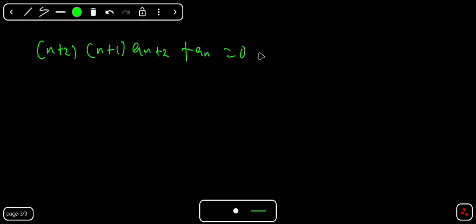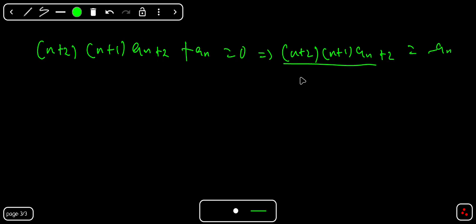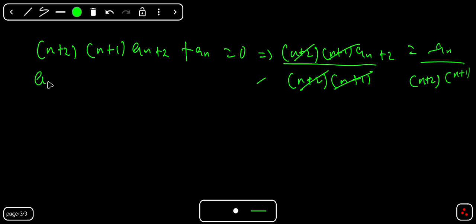All right, so let's solve for a n plus 2. So we're going to have n plus 2 multiplied by n plus 1 multiplied by a n plus 2 is equal to minus a n. Then I'll divide both sides by n plus 2, n plus 1. So we cancel n plus 2 and we cancel n plus 1. So what you have now is a n plus 2 is equal to minus a n, then over n plus 2 multiplied by n plus 1, for n greater than or equal to 0.